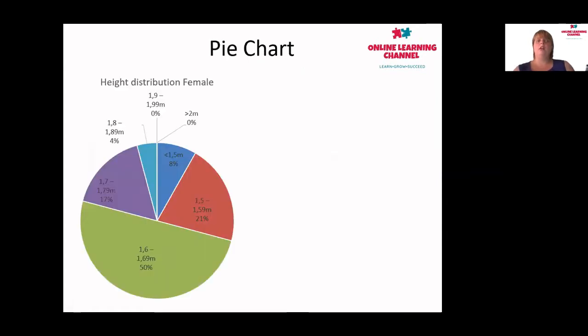Now let's quickly look at a pie chart. I used the female one first. Do you see your female is 1.6 to 1.69? There's your 50%, that's your largest one. So how did I calculate to be able to draw this? I had to draw a small line, and then I had to calculate the degrees inside that I need to draw. So I used my 50% as an example.